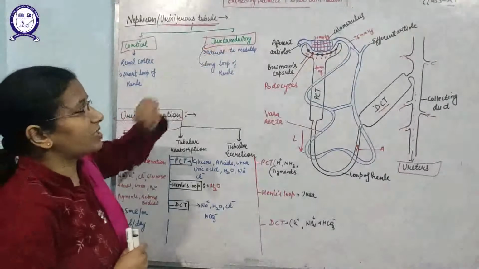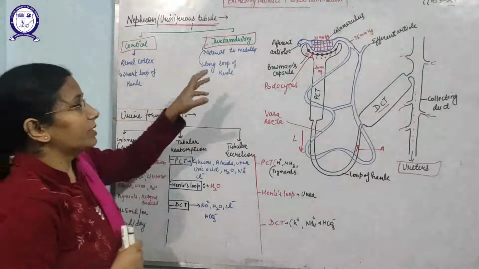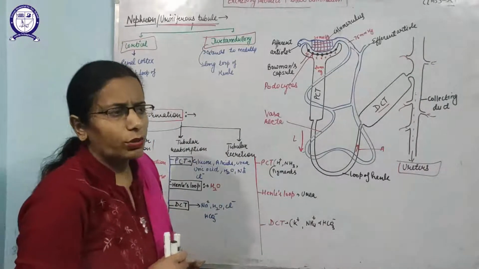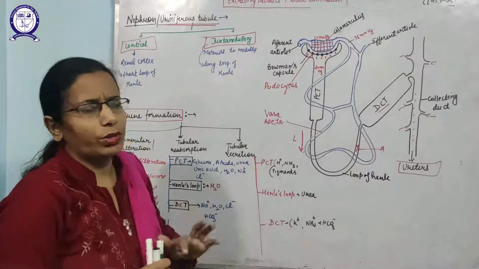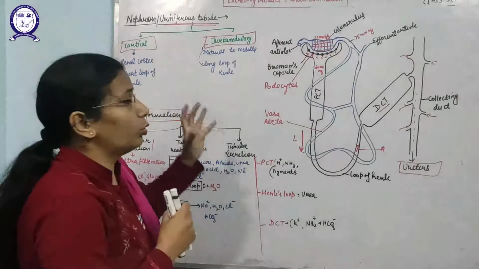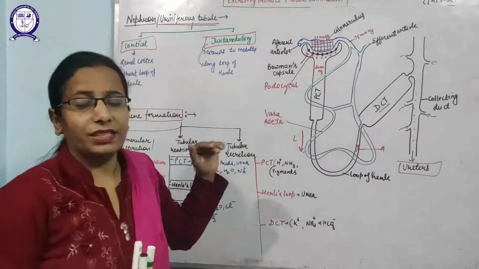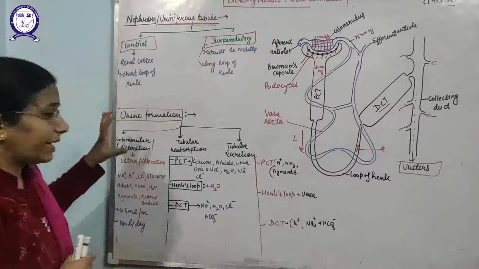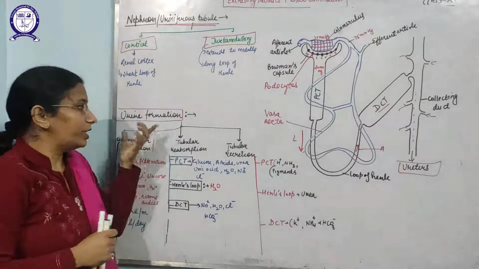Second is the juxtamedullary nephron. Yes, in juxtamedullary nephrons, Bowman's capsule is mainly found in the cortex, or we can say at the junction of the cortex and part of the medulla. But these have a long loop of Henle that extends deep into the medulla. Okay. Next is urine formation.